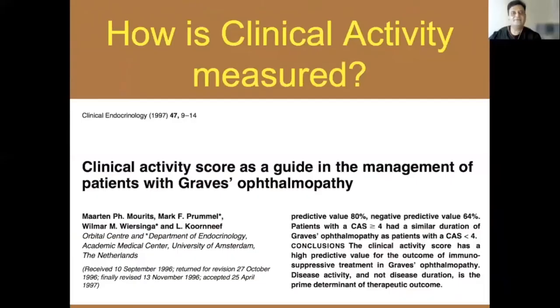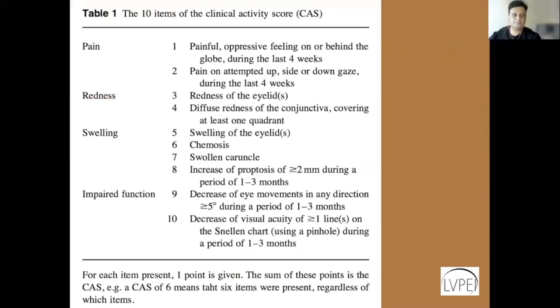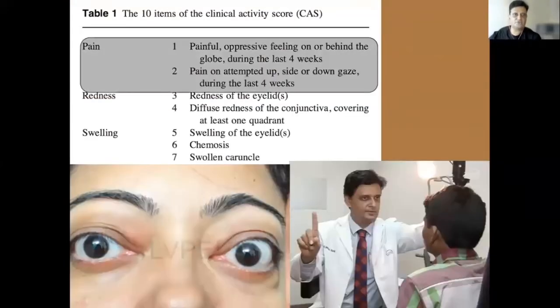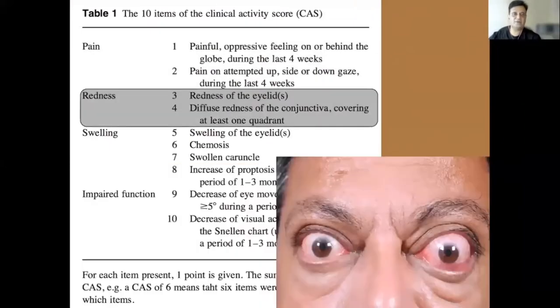So how is this clinical activity measured? Mourits was the one who described a simple scoring method to measure clinical activity. He gave 7 points. The first two are about pain: pain at rest behind the eye, or pain on eye movements. The other two are about redness: redness of the eyelid, and congestion of the conjunctiva, which has to be diffuse.